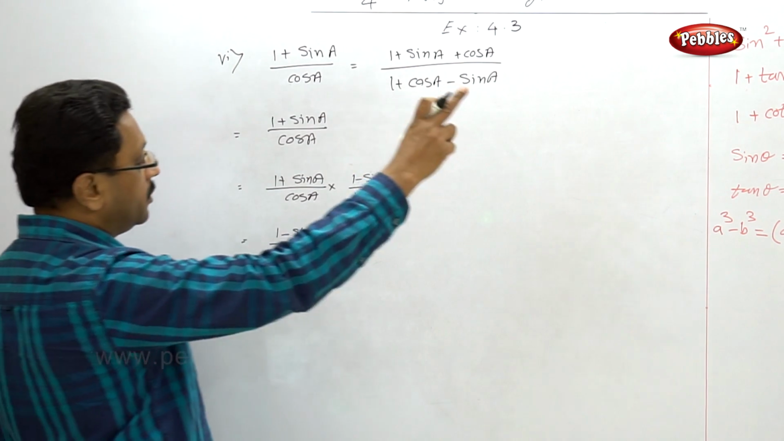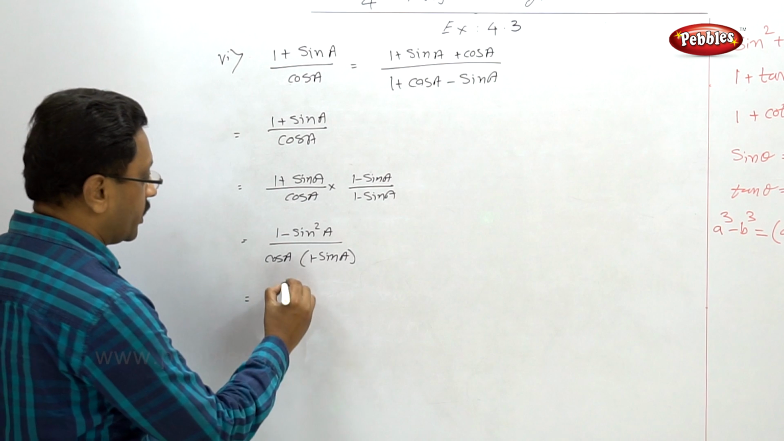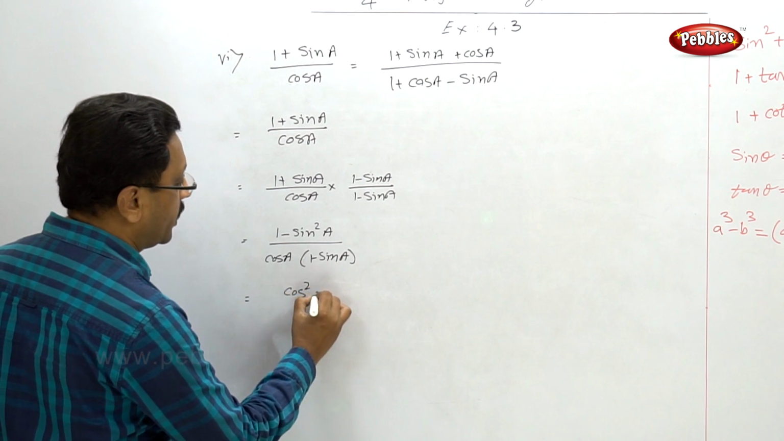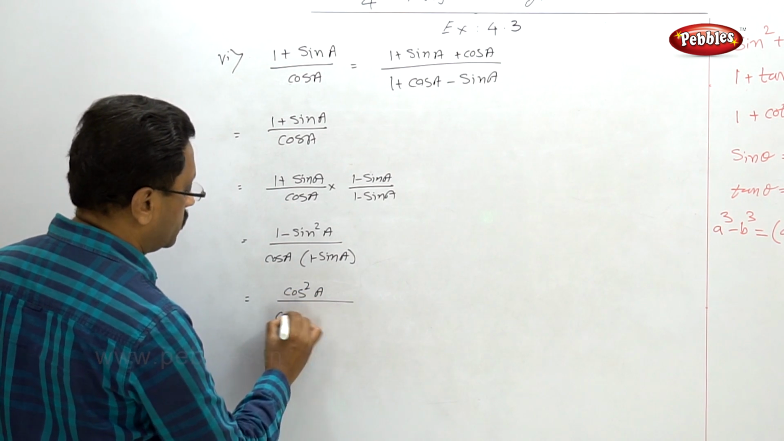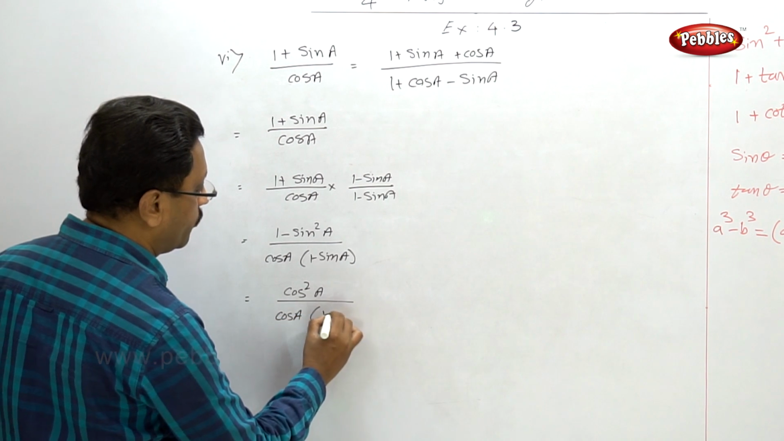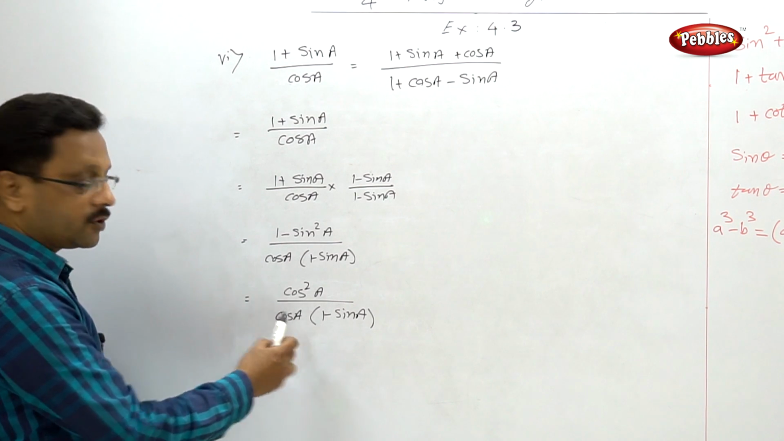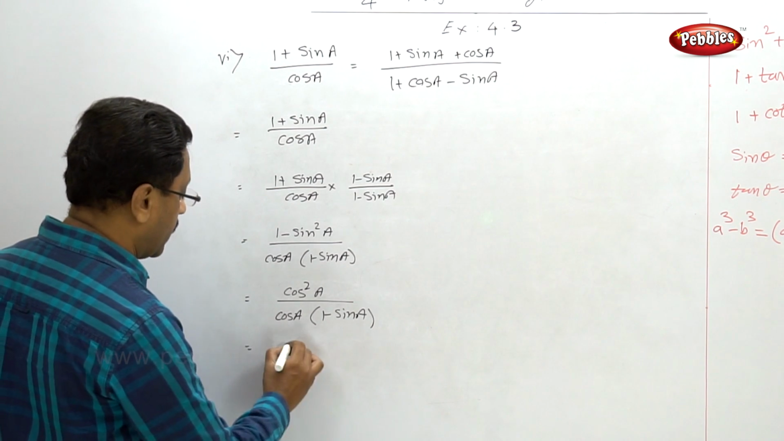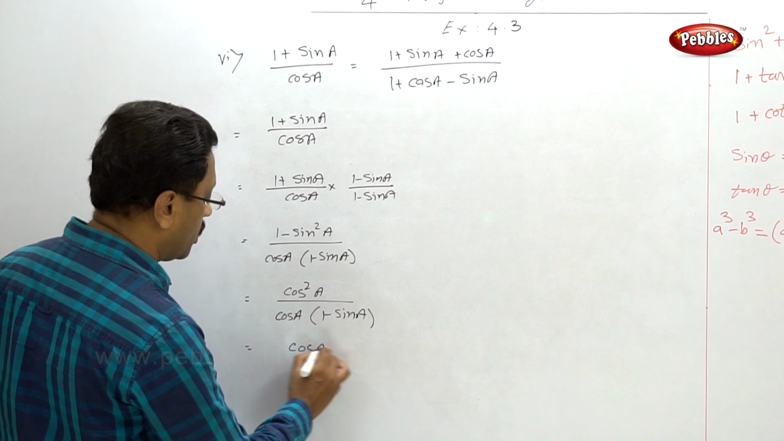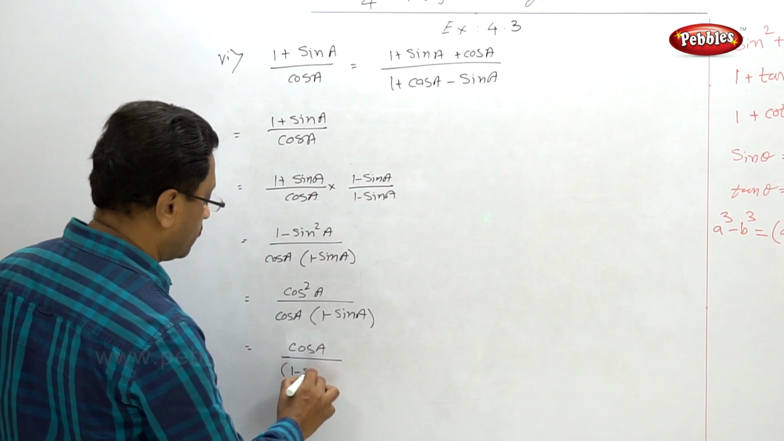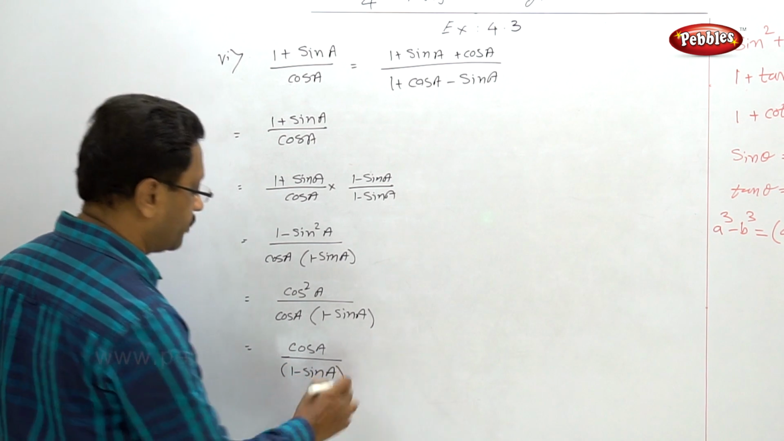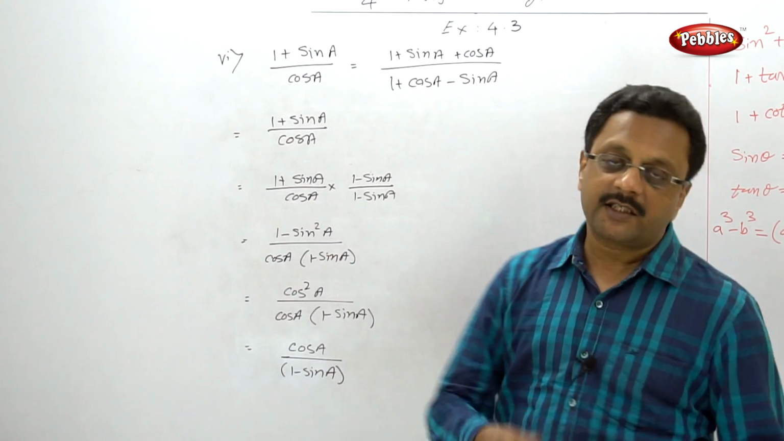From this, 1 minus sin square A is cos square A. So we have cos square A upon cos A into (1 minus sin A) as it is. Cos square and cos, one cos will go. So we will have cos A upon 1 minus sin A. Okay. The next step is important.